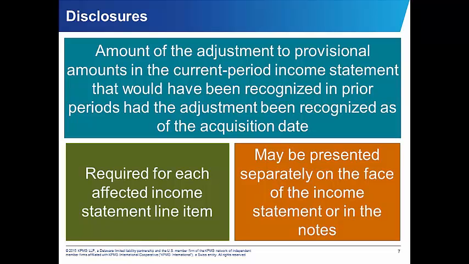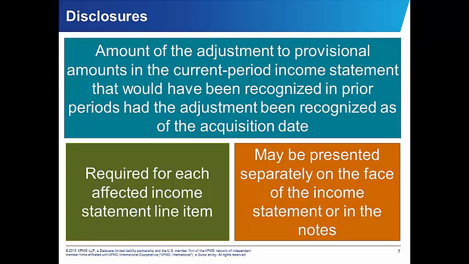So to address those concerns, the disclosures required by the Accounting Standards Update focus on providing clarity to the financial statement users regarding the adjustments made. The FASB decided that an entity should disclose the amount of the adjustment to provisional amounts in the current period income statement that would have been recognized in prior periods as if the adjustment had been recognized as of the acquisition date. The disclosure is required for each affected income statement line item, and it may be presented separately on the face of the income statement or in the notes to the financial statements.